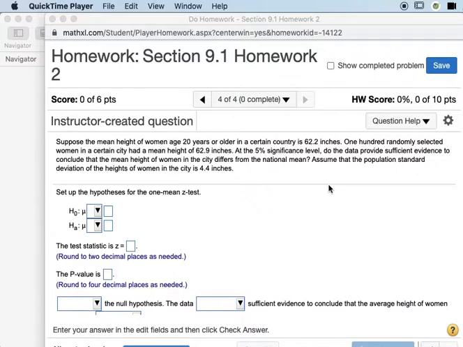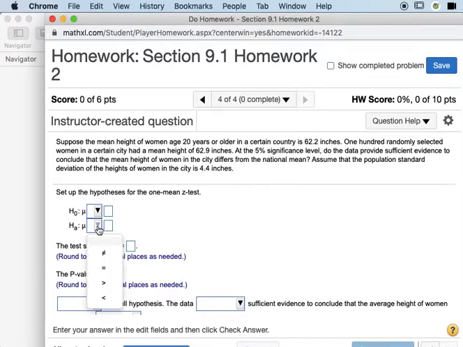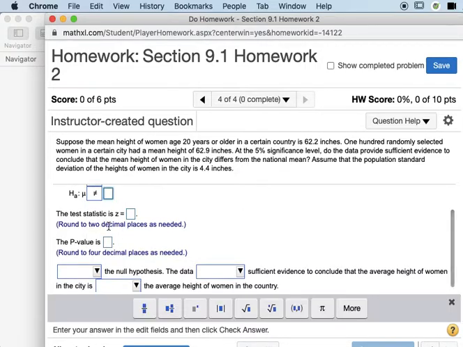So first we're going to set up our hypotheses. Our question that we're asking is, is the mean height of women in the city different from the national mean? So that means that our alternative hypothesis is that the mean height of women in the city is different from the national mean. And different doesn't tell us a direction, whether it would be greater than or less than, so we're going to choose the not equal sign. And the national mean is 62.2 inches.